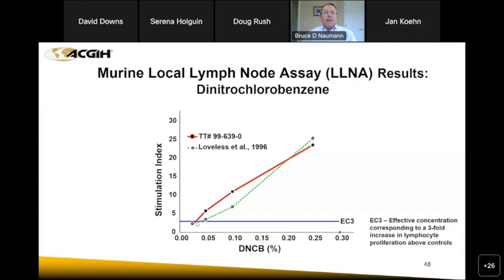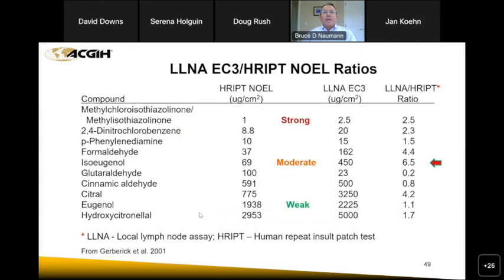And so then, how do you convert that into a surface limit? You have to think about how much these mice behave like people. And you can see with these well-known sensitizers here that Gerber published, there's a good correlation in terms of the potency for these. The ones at the top are the most potent sensitizers, strong, moderate, weak, going down.